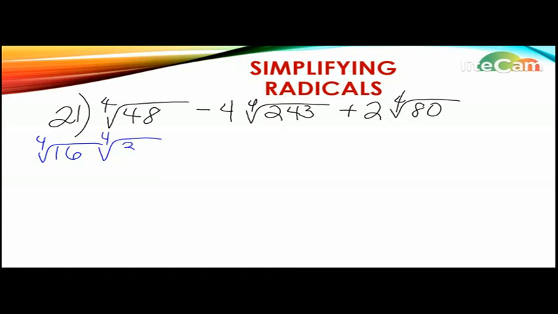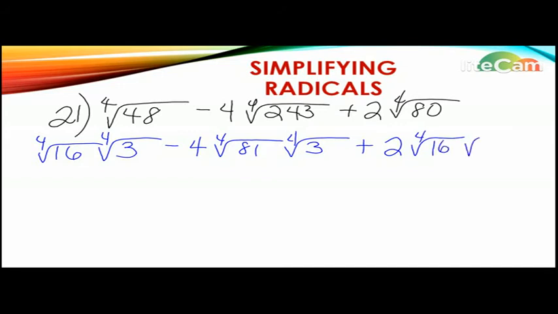Okay, so 48, I know 2 to the fourth is 16, so I can take the fourth root of 16. I know that 3 to the fourth is 81, so I could take the fourth root of 81. And I'm just looking for what I would have left over. And then the fourth root of 16 again, if I take the fourth root of 16, I'll have a 5 left over, so I'm going to leave the 5 inside the radical. All right, the fourth root of 16 is 2. And the fourth root of 81 is 3, so I'm taking all these out, and I'm leaving whatever was left.